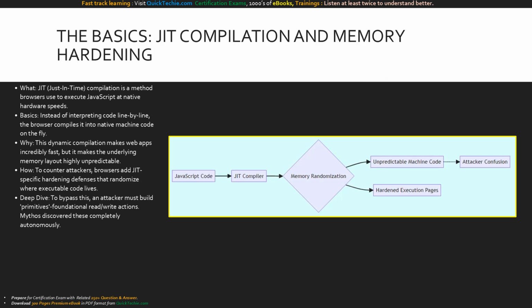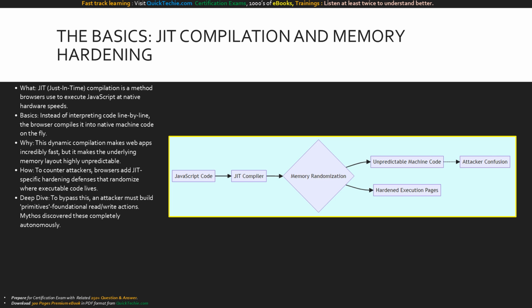To understand the attack, we must first ask, what is JIT? Modern web browsers rely on just-in-time, or JIT, compilers. The basics are simple. Instead of slowly interpreting JavaScript, the browser compiles it into native machine code on the fly. Why do we do this? It makes web applications incredibly fast. However, how does this affect security?